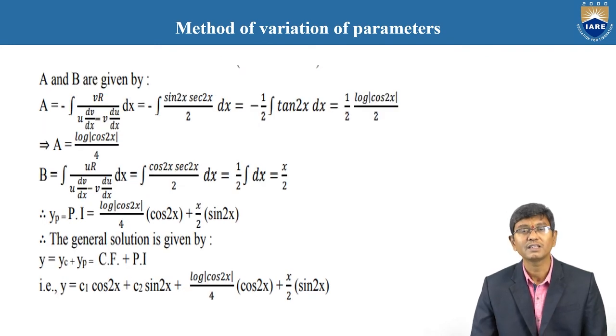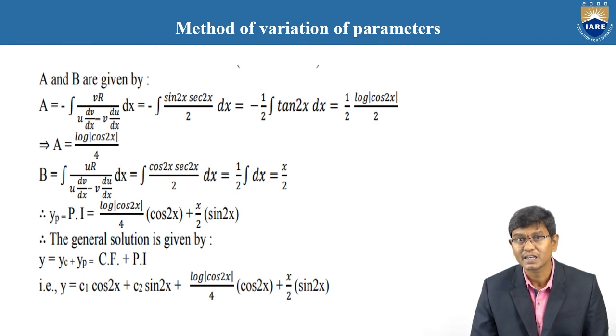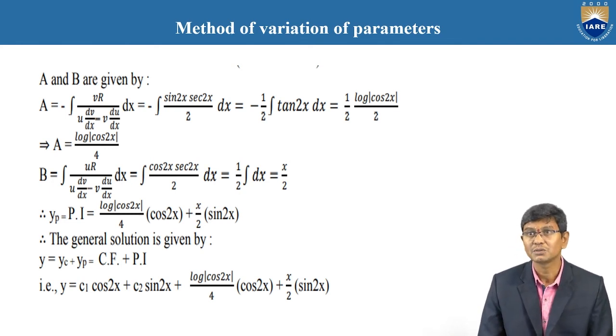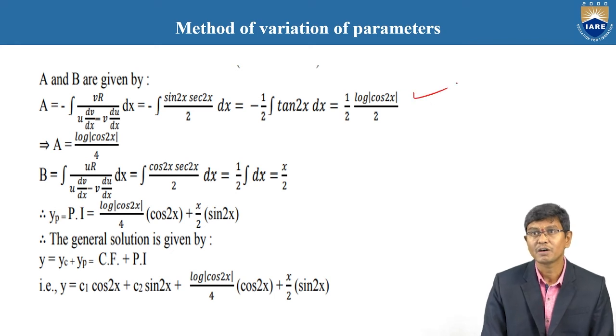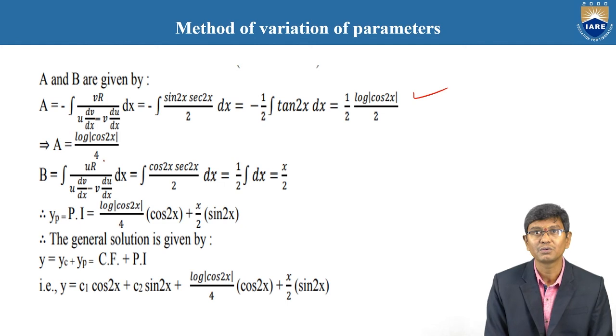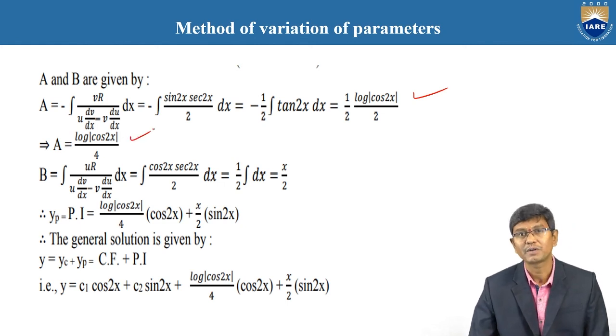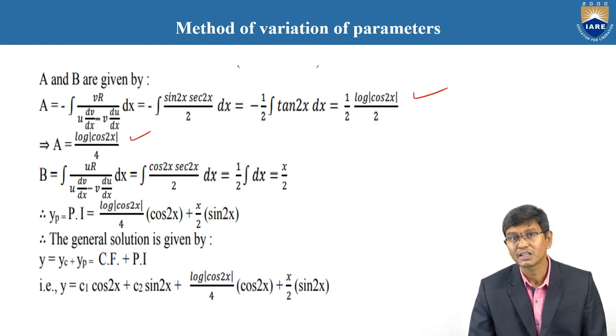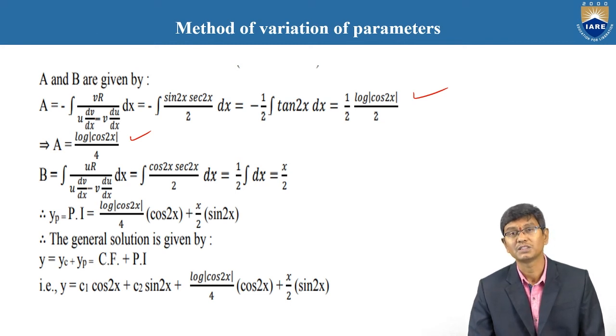Now we need to find the A value and B value with the help of the formula minus integration of v r by uv dash minus u dash v. Here the final solution is 1 by 2 into log modulus of cos 2x by 2, that is, A is equal to, after simplification, log modulus of cos 2x by 4, using the integration procedure.